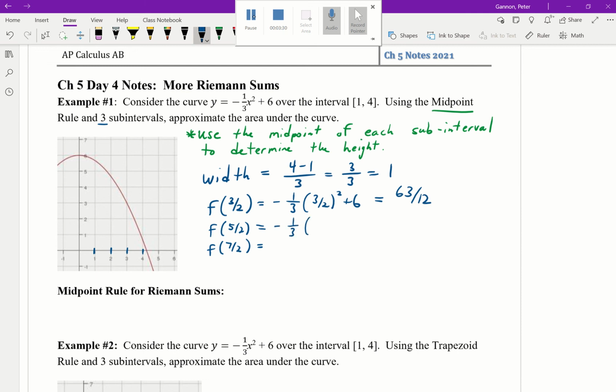And then we just continue that process here. So we've got negative 1/3 times 5/2 squared plus 6. So that's 25/4 times negative 1/3, which is negative 25/12. And then that 6 is 72/12 again. So that combines to give us 47 over 12. And if we plug in 7/2, we're going to get 49/4, which is negative 49/12 when you multiply by the negative 1/3. Then negative 49 plus 72 is going to be 23 over 12. So that becomes the height of our function.